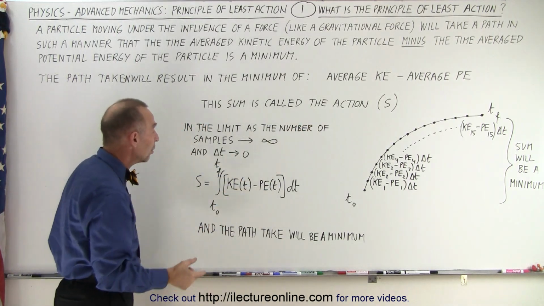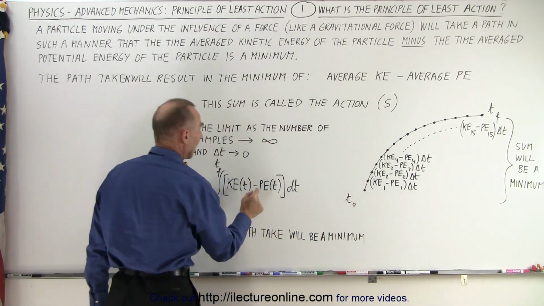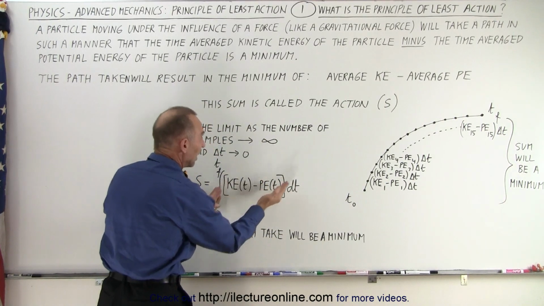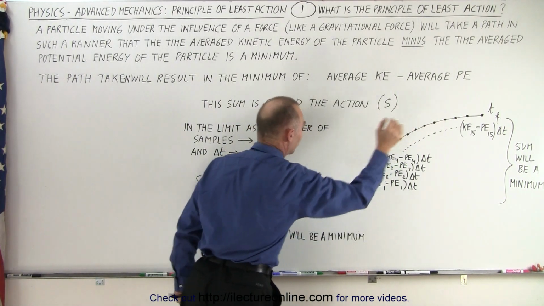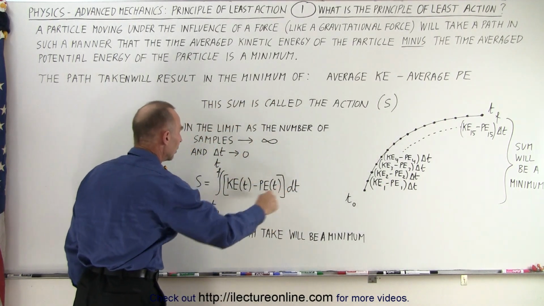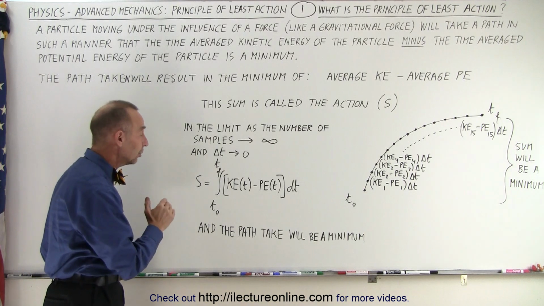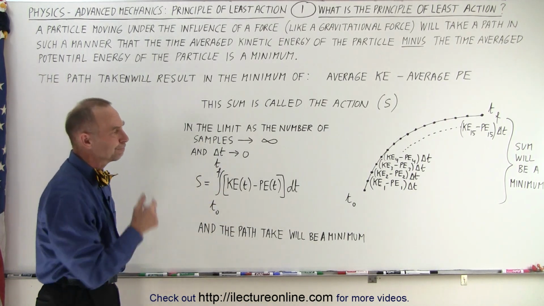What are we integrating? We're integrating the kinetic energy as a function of time and the potential energy as a function of time. We take the difference between those two, and then we integrate that all the way from the initial point of the path to the final point of the path, and that integral represents the action, and the path taken will result in the minimum action along that path.